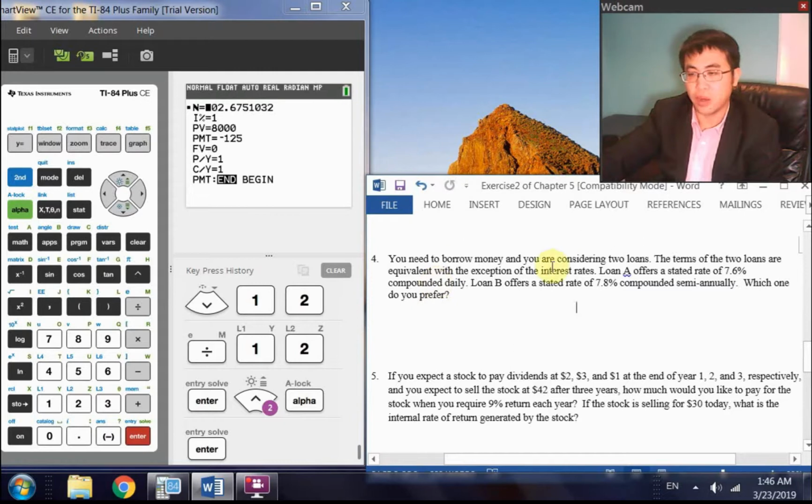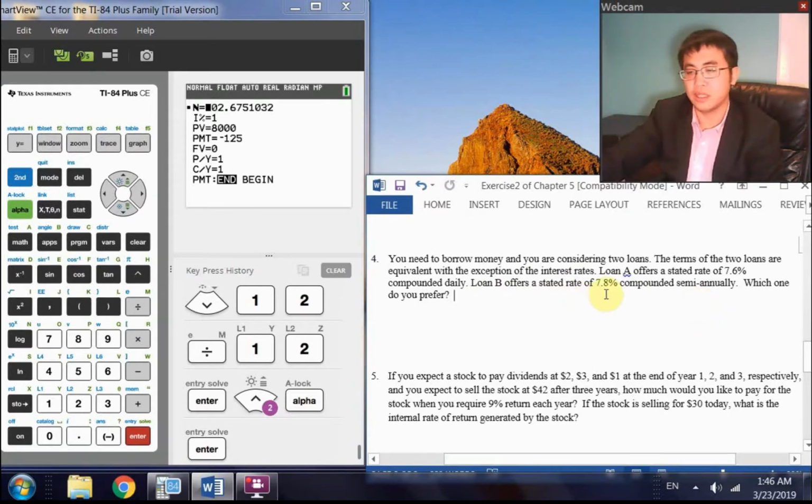You are borrowing money and you're considering two loans. Loan A and loan B have everything the same except the interest rate and the compounding frequency. Loan A offers a stated rate of 7.6% compounded daily, whereas Loan B offers a stated rate of 7.8% compounded semi-annually. Which loan should you prefer?